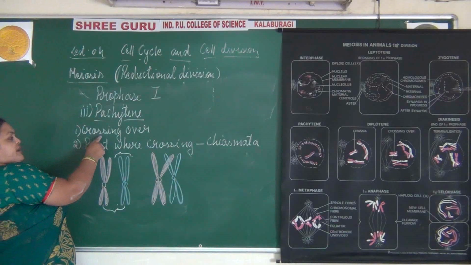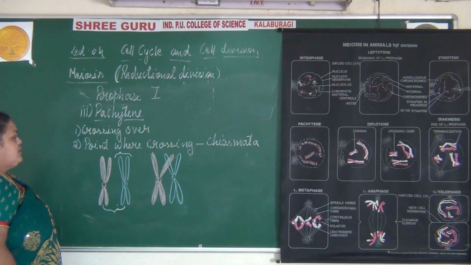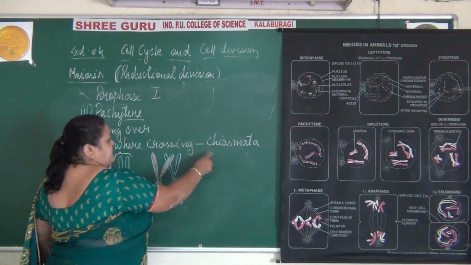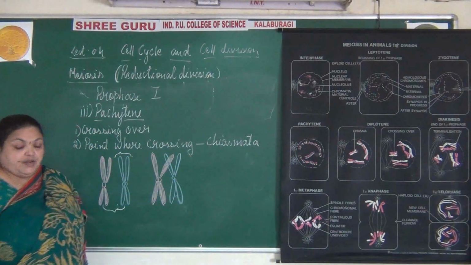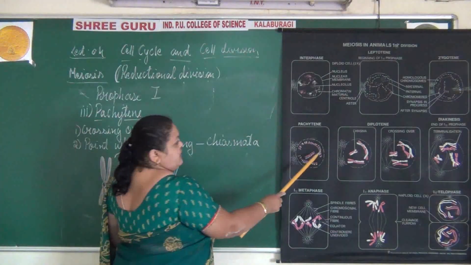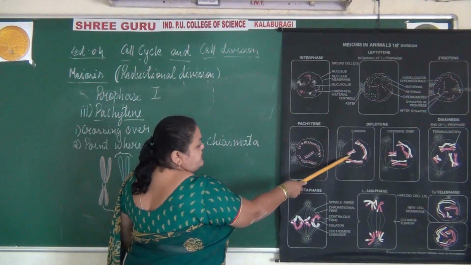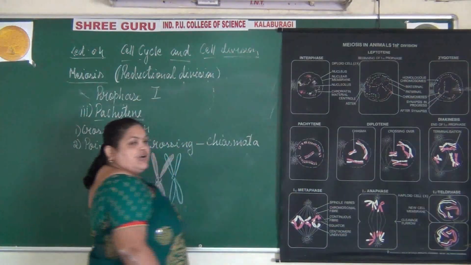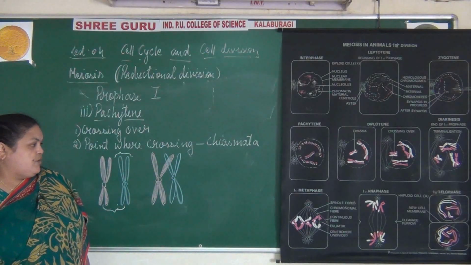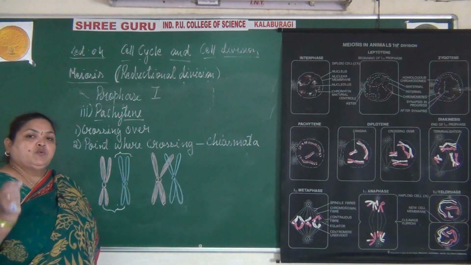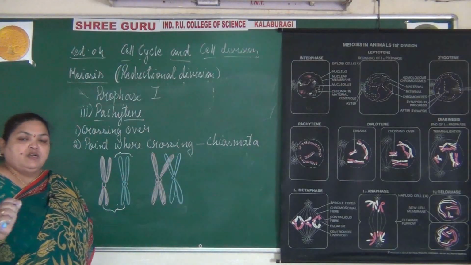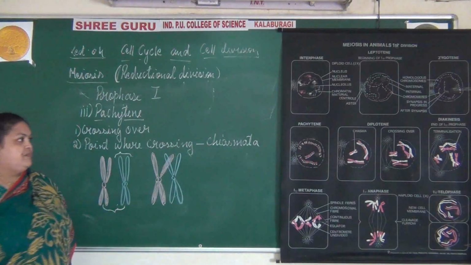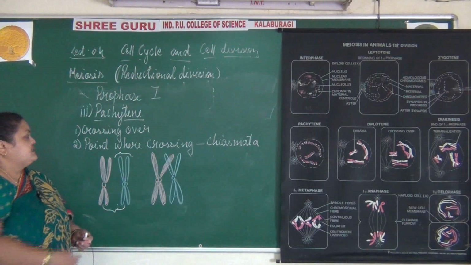So in pachytene you can see there is a process of crossing over, and the point where they are crossed is known as chiasmata, followed by diplotene. Or you can see in this chart, these are the non-sister chromatids, where crossing over occurs between the non-sister chromatids. And the point where the segments are being broken, separated and again rejoined is called chiasmata. Then the next stage is diplotene.